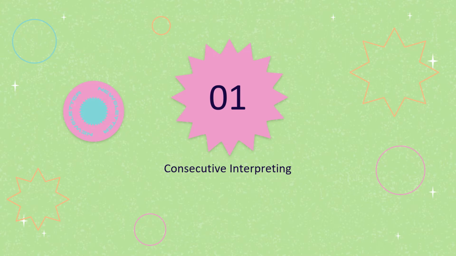So first, what is consecutive interpreting? Consecutive interpreting is a mode of interpreting in which a speaker makes a speech or says a few sentences while the interpreter takes notes. Then the interpreter reproduces what the speaker has said for the audience in another language. It can take place in person, over the phone, or via video conferences.